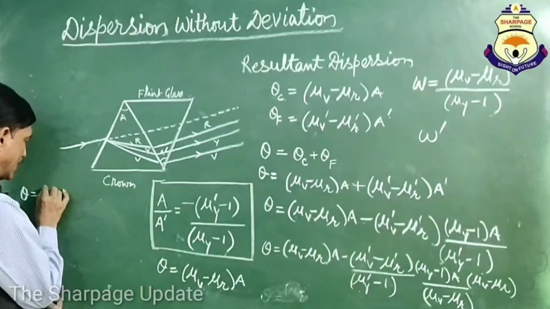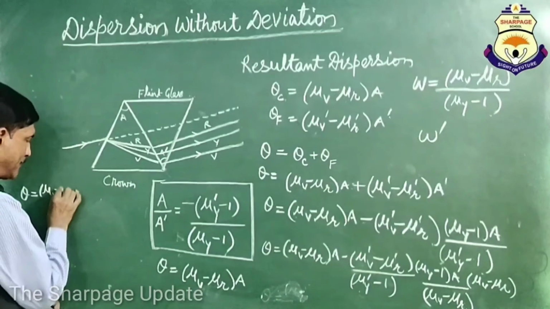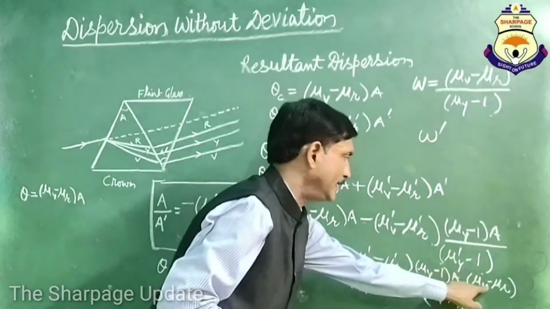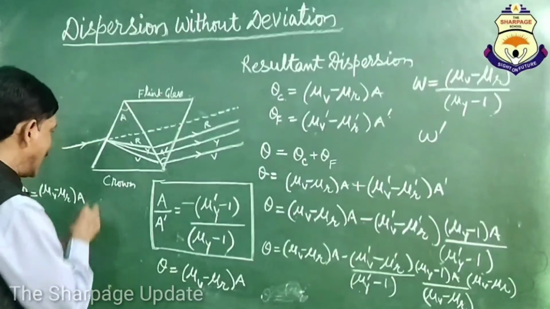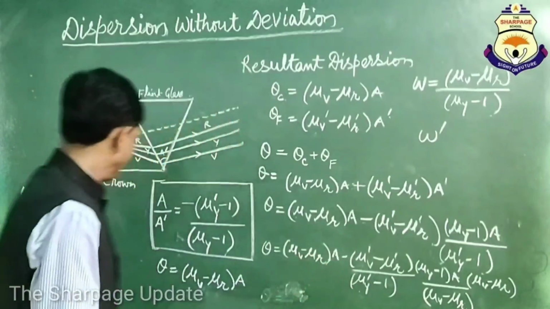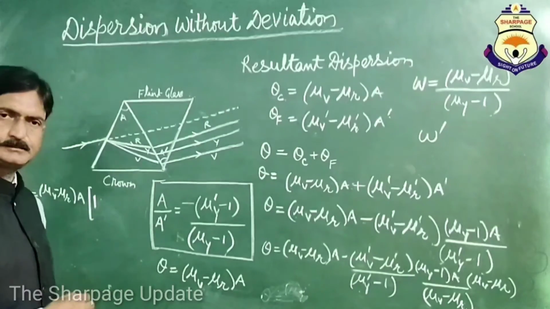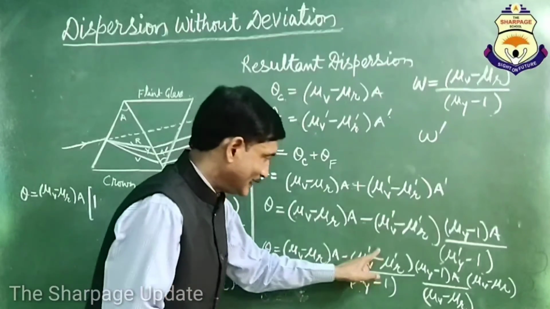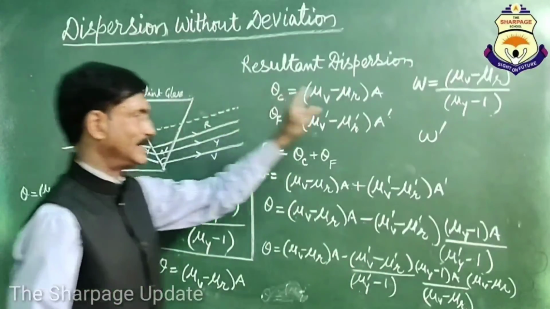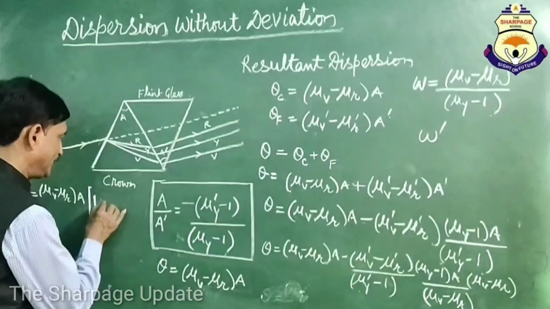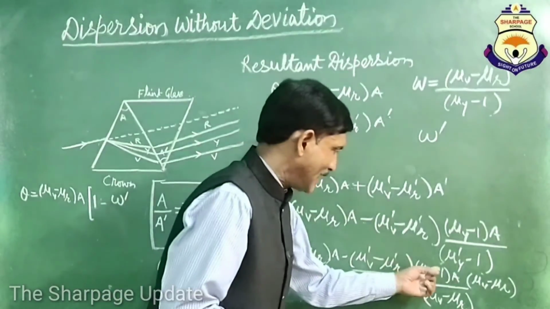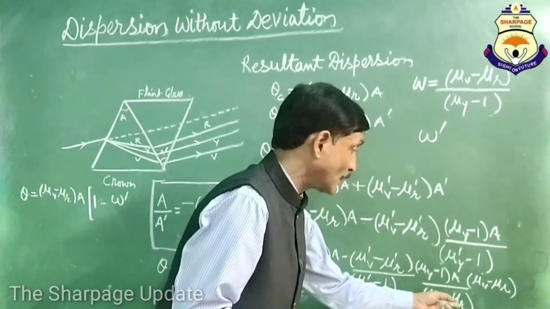mu V minus mu R into A को हमने यहाँ से कॉमन लिया, and now by taking common here we get only 1, and this is the dispersive power of the flint glass prism and it is represented by omega dash, so we can write here omega dash, and mu y minus 1 upon mu V minus mu R into A.